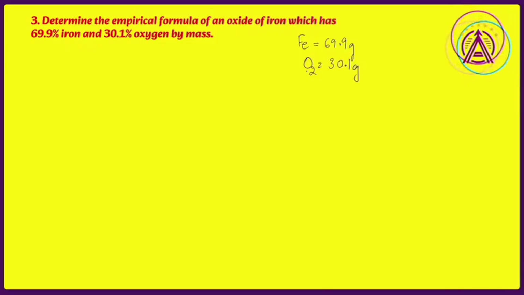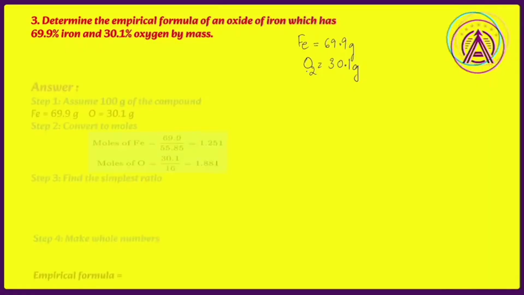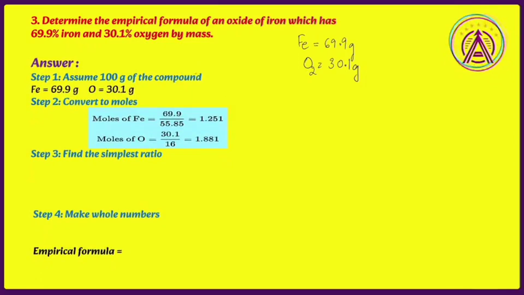So remember how we found our empirical formula. First, we find the number of moles. After we find the number of moles, we are supposed to divide by the lowest number of moles so that we get whole numbers. And then comparing the whole number ratios, we express the empirical formula. So, as I said, whenever empirical formula and percentage of mass is given, consider it for 100 grams. So, assuming 100 grams of the compound, 69.9% is nothing but 69.9 grams of iron and 30.1 grams of oxygen.